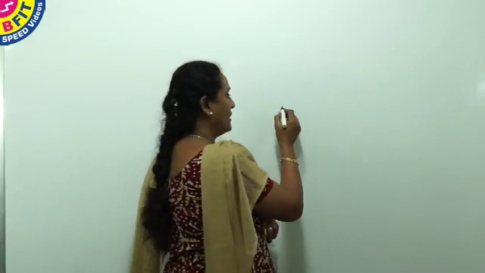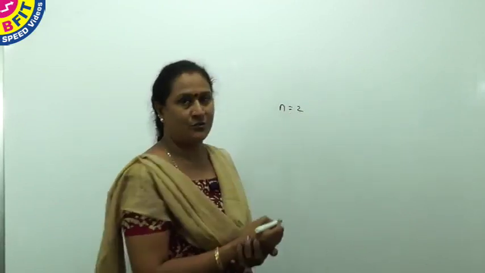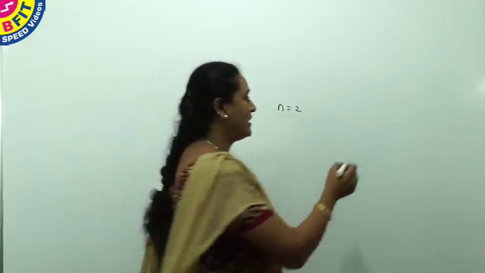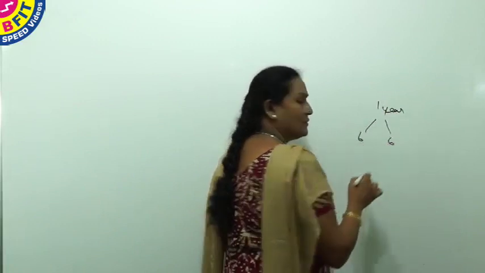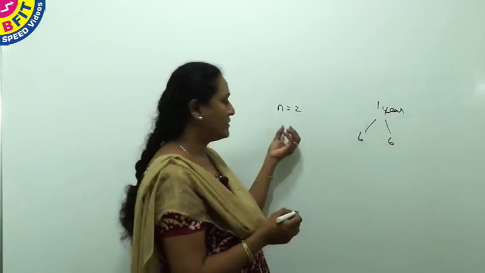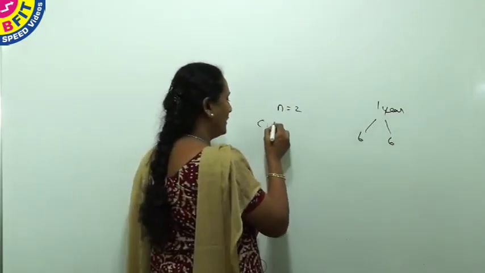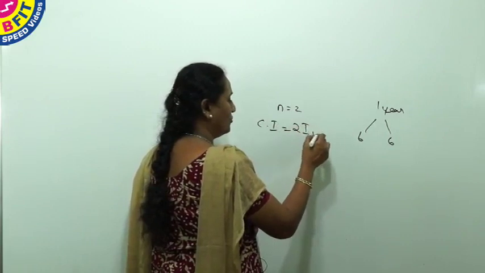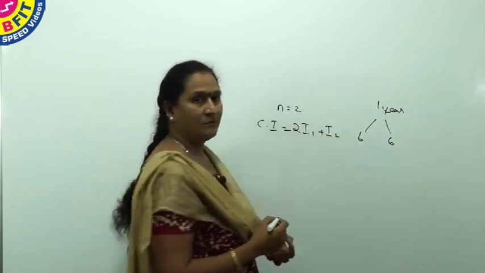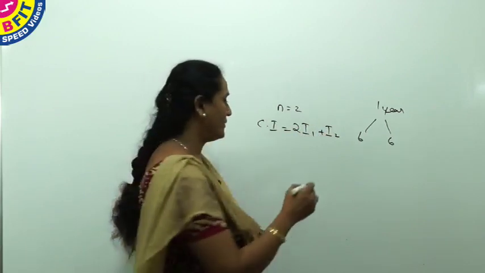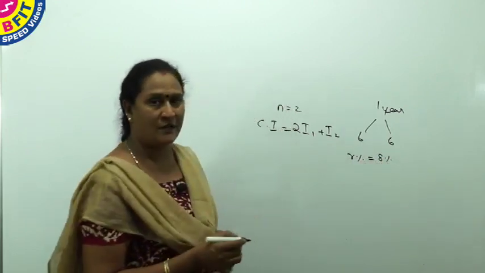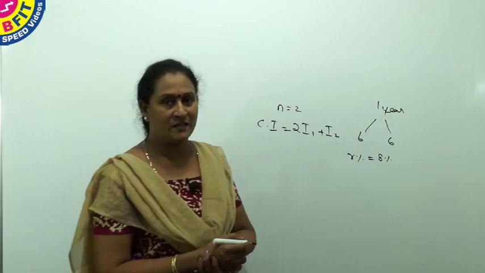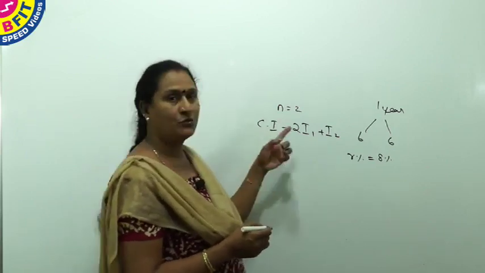So here using the same I1, I2 concept for number of years 2. The period is 2 because it is half yearly and 1 year is asked. In 1 year we have two 6 months, so twice the interest is calculated. So we can use the same n equal to 2 concept, where compound interest for 2 years is 2I1 plus I2. But here we have to take the rate as half. The rate percent given is 8%; for half yearly the rate percent will be 4. So taking the rate as 4%, we can calculate compound interest for these 2 periods.